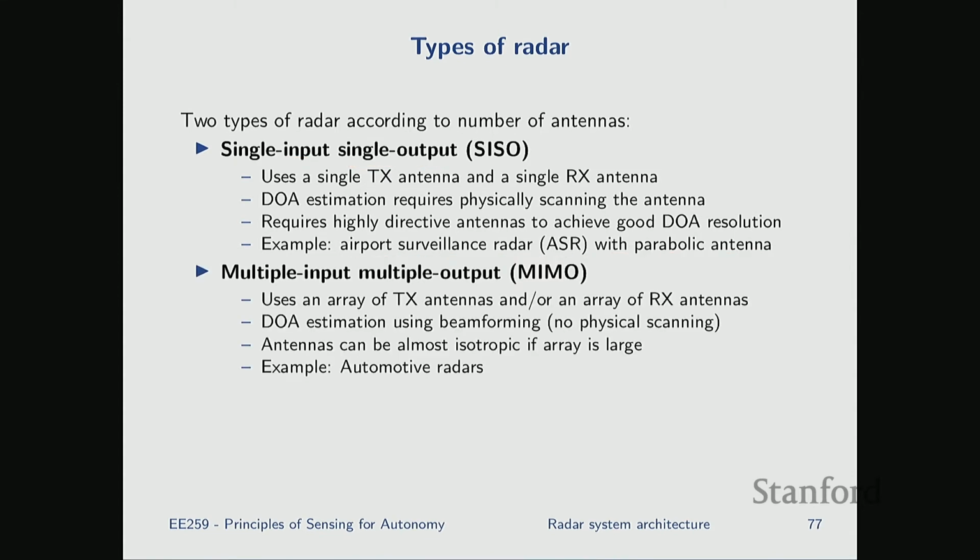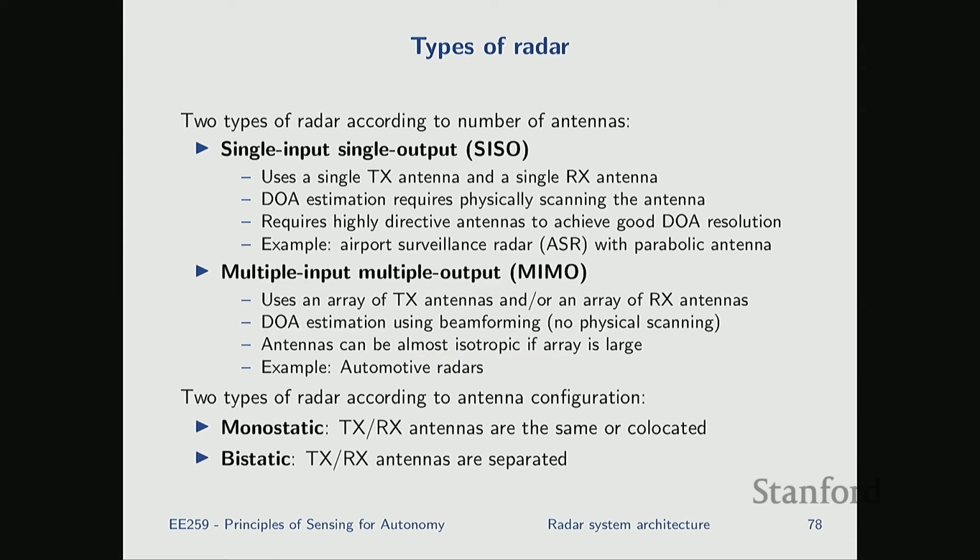Then you have MIMO systems, or multiple input, multiple output. And this is what we'll study in detail, and these have multiple TXs, multiple RXs, and they can use that to do DOA estimation without any physical scanning. So you can do that purely in DSP. They can also work with any kind of antennas. So the antennas don't need to be very directional. The antennas can be almost isotropic, for instance, in the MIMO systems. And an example is, again, the automotive radar we looked at a few slides back. That was a MIMO system. It had 12 transmitters and 16 receivers.